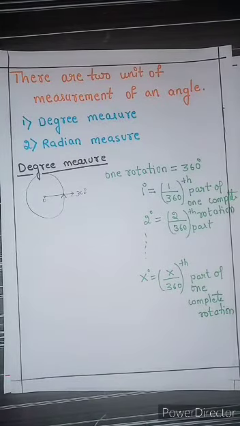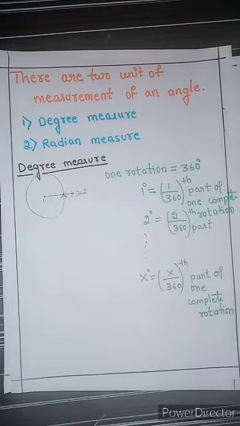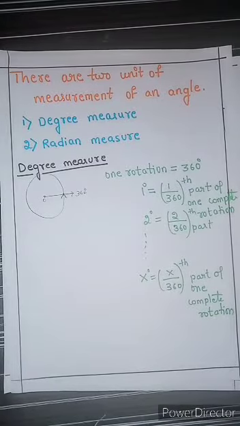And now there are some smaller units, minutes and seconds. Before that, let's study about two types of unit of measurement of an angle, that is degree measure and radian measure. So let's try to understand this degree measure first.